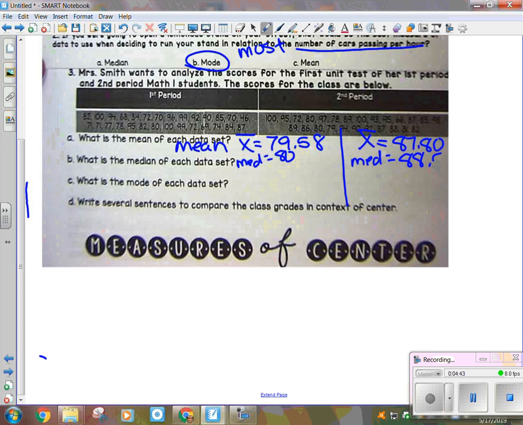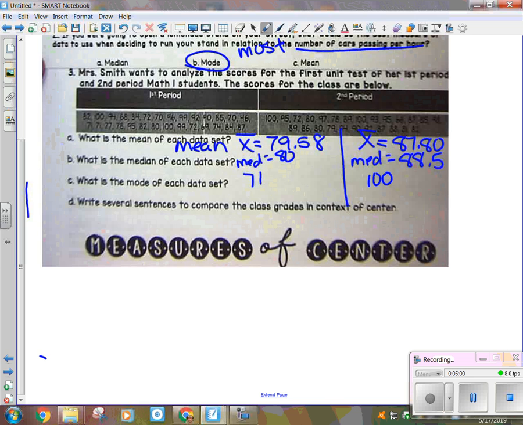88.5. Very good. What is the mode? Mode is the number that appears most often. Was there a mode in the first list? 71. More students scored 71 than any other one score. What is the mode for second period? 100.